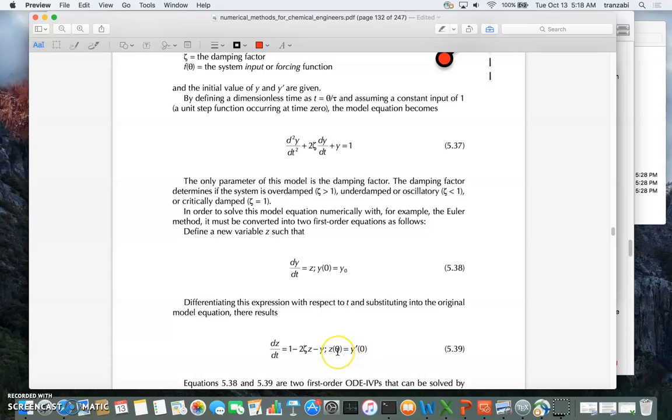Let's call it z naught. Okay, so with this definition, we can rewrite this equation in terms of z. So z, where z is dy dt, so the second derivative of y with respect to t would be the first derivative of z with respect to t.